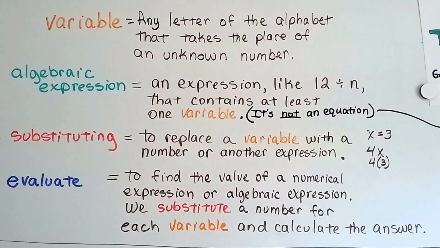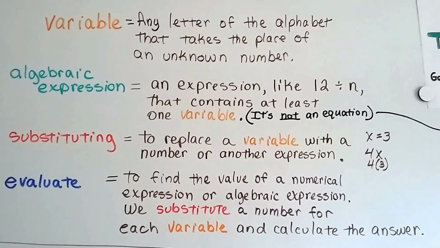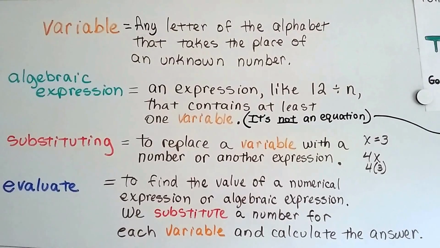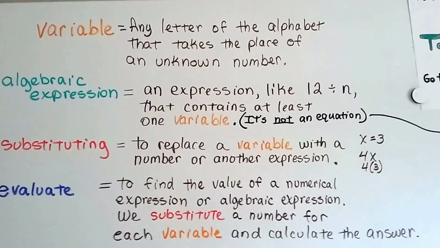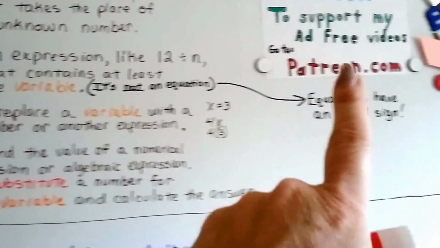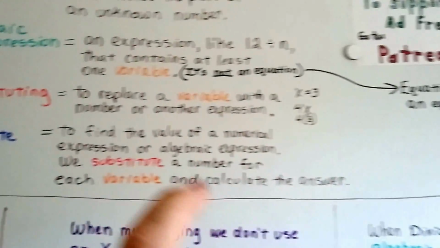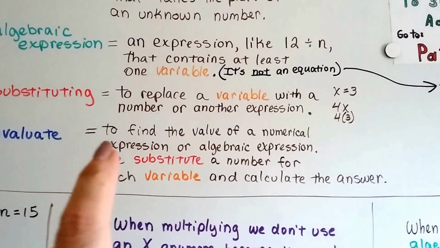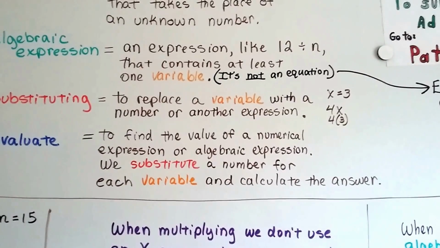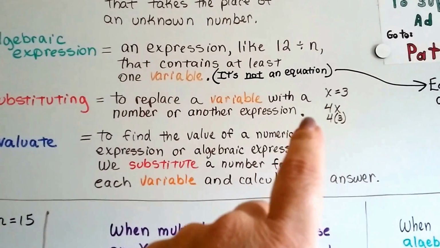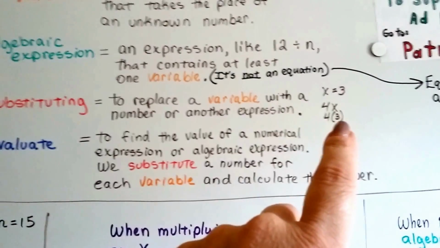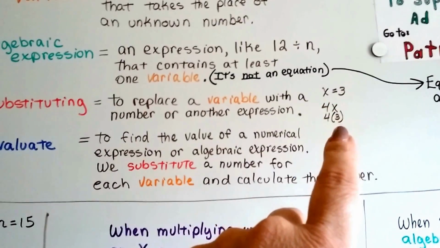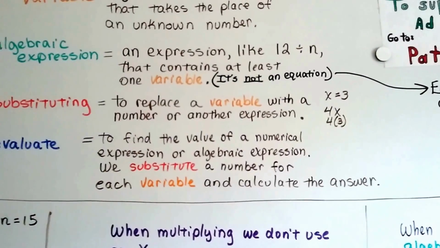An algebraic expression, well, it's an expression like 12 divided by n, and that n is the variable, and it contains at least one variable. Now, it's not an equation. An equation has an equal sign. Substituting, well, that's to replace a variable with a number or another expression. So if x equals 3, 4x means 4 times 3, because the x is taking the place of the 3. We substitute the 3 in for the x.